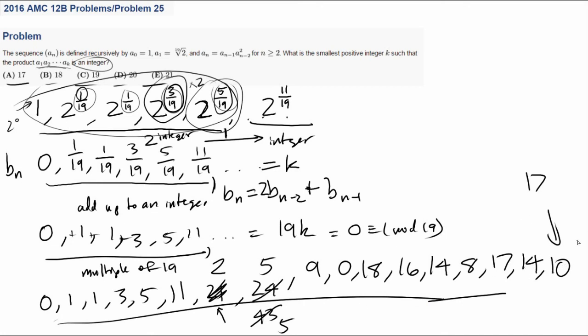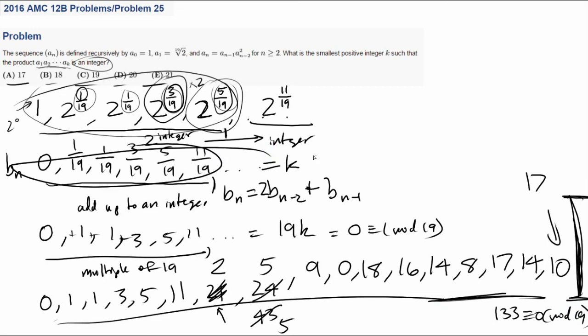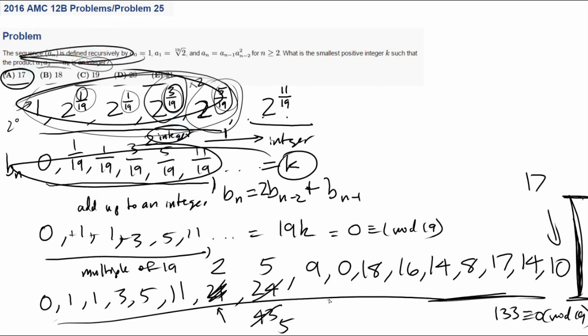And it turns out the 17th term actually works. If you add all this stuff up to here, you'll find you get 133, which is equivalent to 0 mod 19. So this is divisible by 19. So this sequence up to 17 will be an integer. So this will be 2 to the some integer, and then everything will work out. So 17 is the answer, actually.